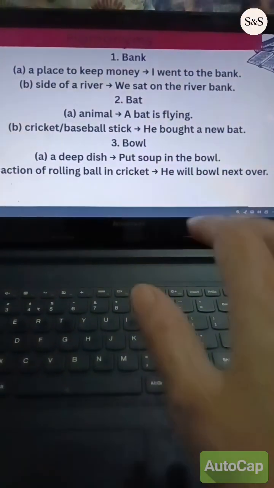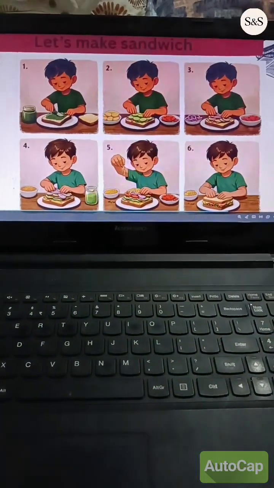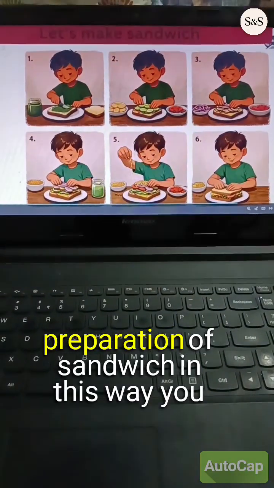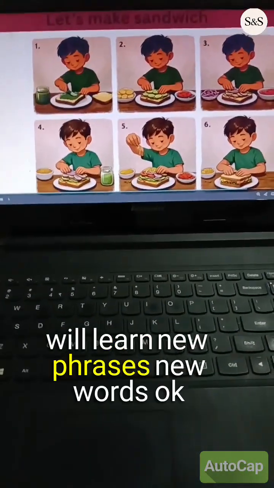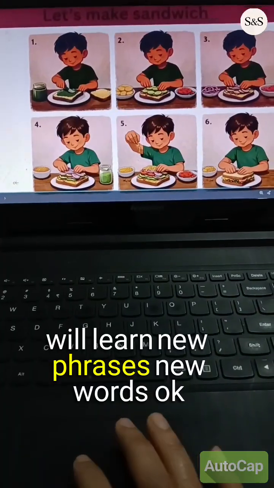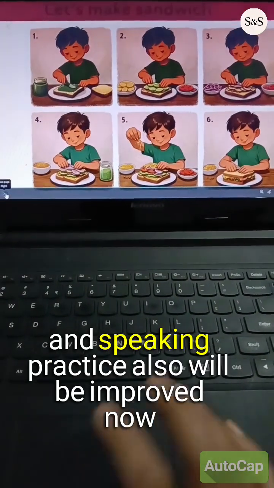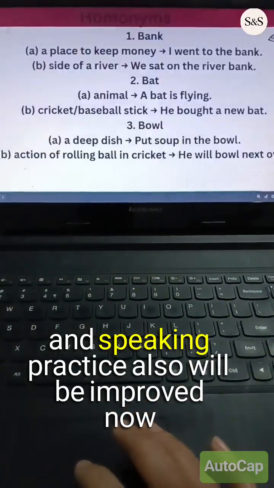He will explain step by step the preparation of the sandwich. In this way he will learn new phrases, new words. And speaking practice also will be improved.